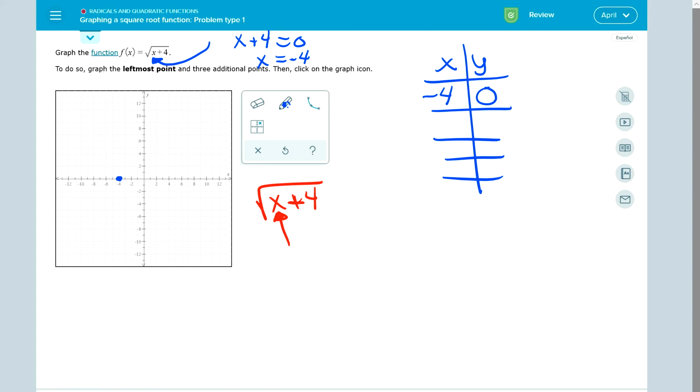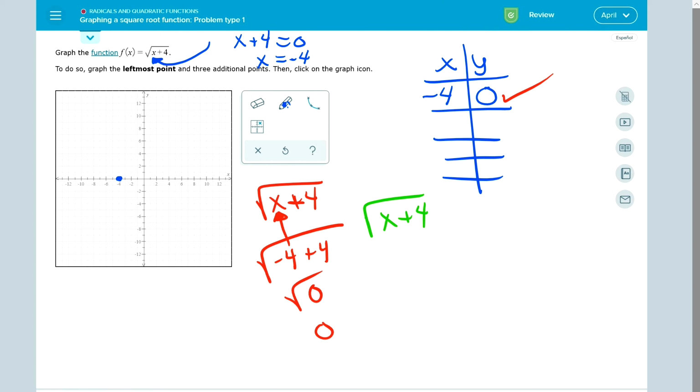So I've already gone with x is negative 4. That gave me 0, right? When you put a negative 4 in here, negative 4 plus 4 is 0, and the square root of 0 is 0. That was this point right here, negative 4, 0. So I need to do it again and figure out, okay, what do I want to put in here next?